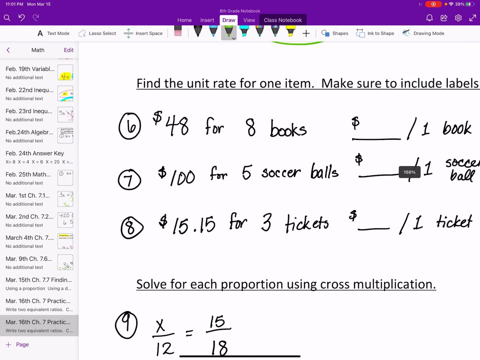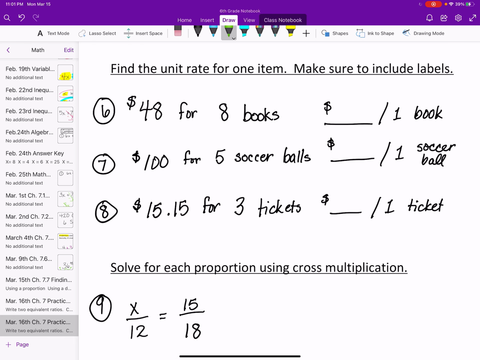Okay. Next section is on finding the unit rate for one item. So I did this nicely already for you in that I put the labels there. Okay. So if I'm being given, you spend $48 for 8 books, how many are you going to spend on one book? So all I'm doing is taking 48 divided by 8 in order to figure out how much I'm spending on one book. And 48 divided by 8 is $6. So $6 for one book.